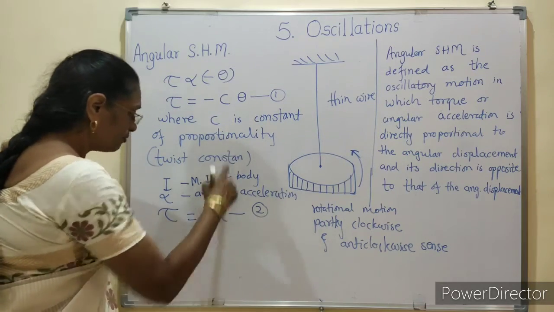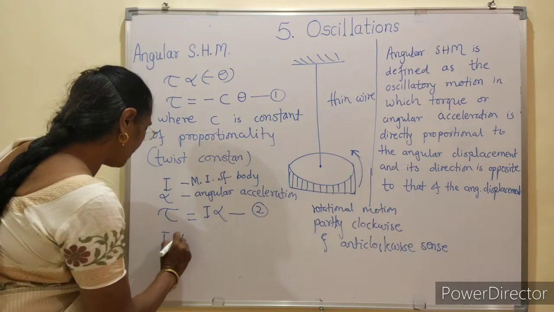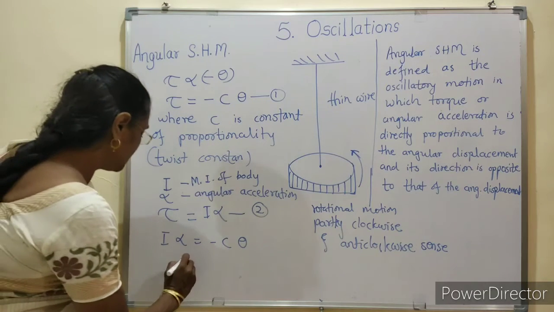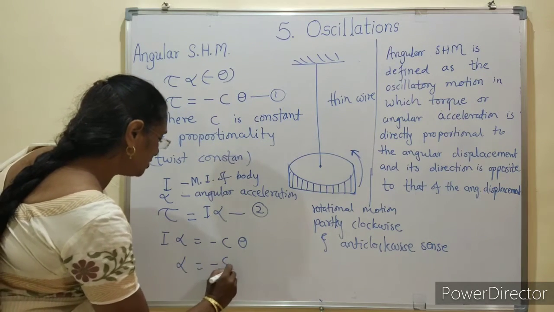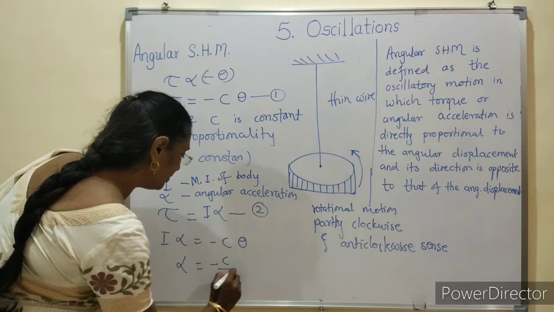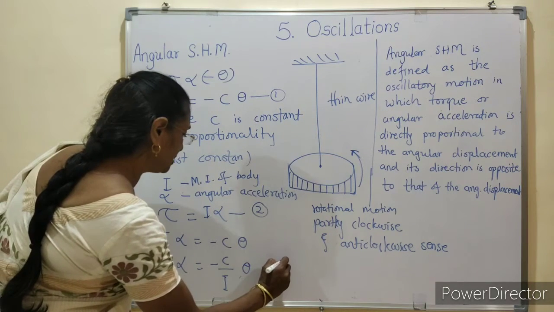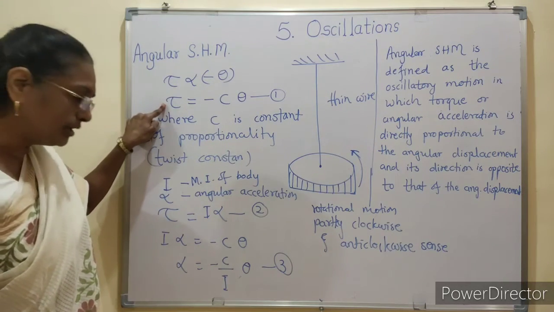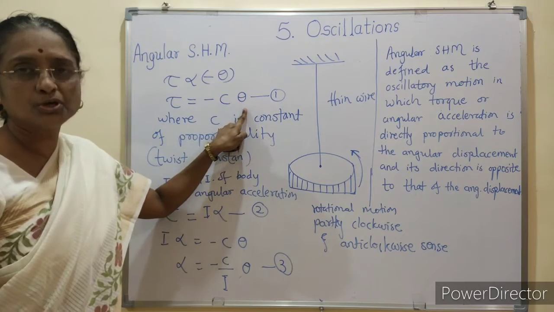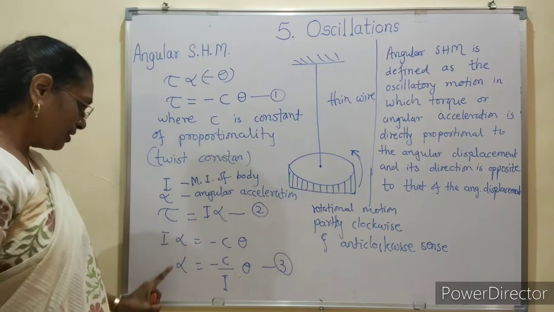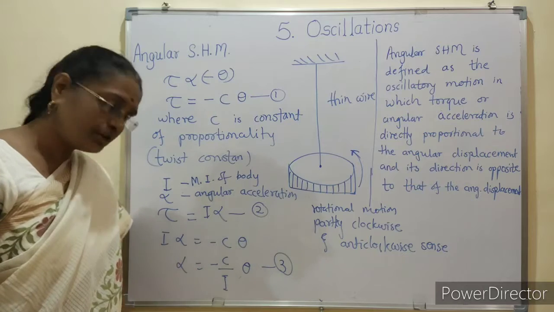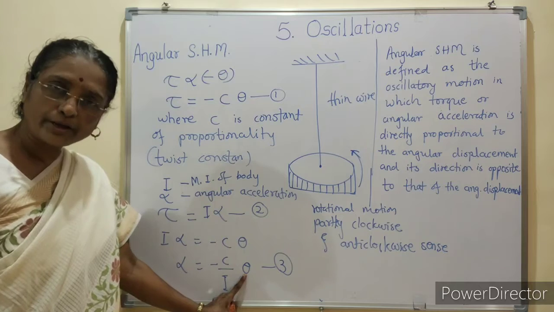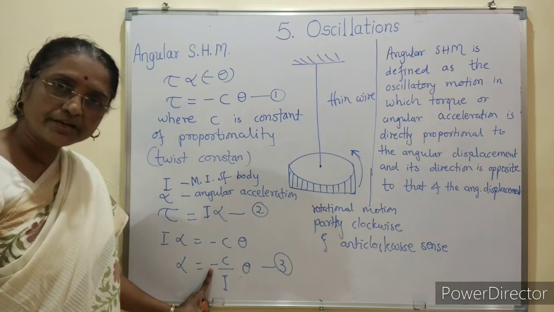From equations 1 and 2, we write I alpha is equal to minus c theta, which means alpha is equal to minus c upon I into theta. This is equation number 3. When we observe equation 1, tau is directly proportional to theta and has opposite direction. From equation 3, we conclude that angular acceleration is directly proportional to angular displacement and having opposite direction.